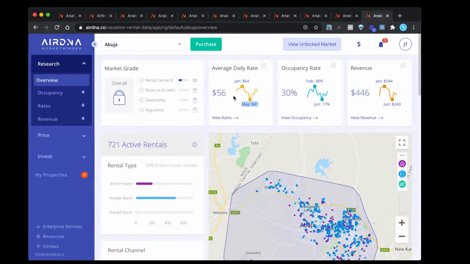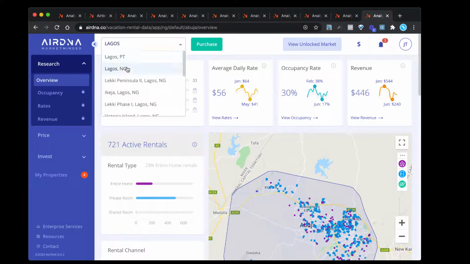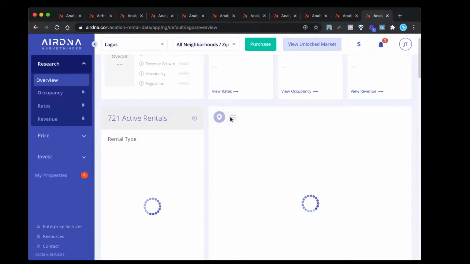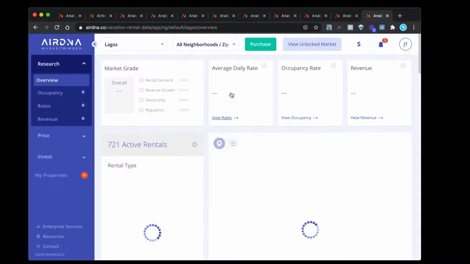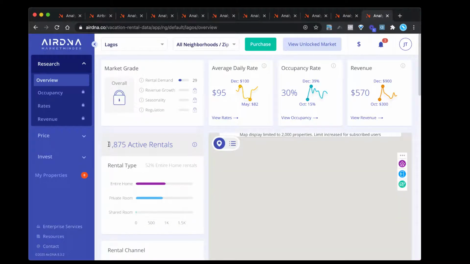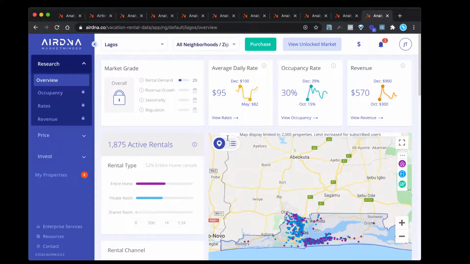Average daily rate, although I feel that these are pretty low, that it tends not to be that low. Generally, I feel like there are a lot higher rates being requested in the region. Let me just take a look at Lagos. Very interesting to see. It's always nice to look at capital cities first because it's a good benchmark. So compared to the 700 active rentals in Abuja, you have 1875 active rentals in Lagos.